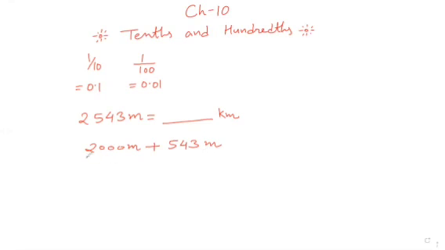Okay, now let's convert both the things into kilometers. So what we have to do, we have to divide by 1000. If I am dividing by 1000, this 2000 will become how much? It will become 2 kilometers. But what about this one? A special representation we have done for that, that is 543 upon 1000, which means 0.543. So I can write here 2.543. So you can see here a special representation is there which is known as decimal. Okay, now I will tell you in detail about these decimals.